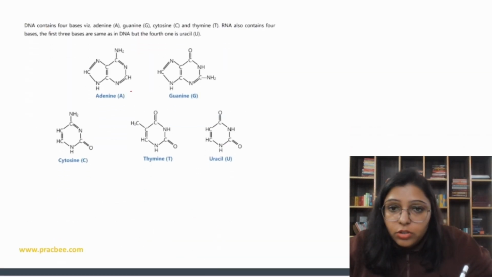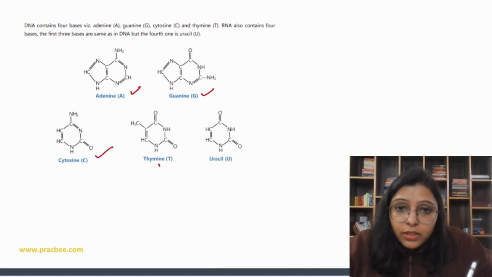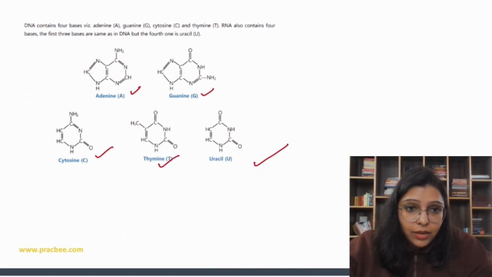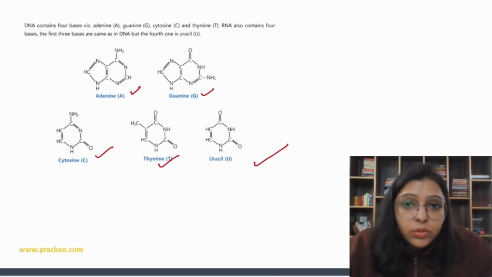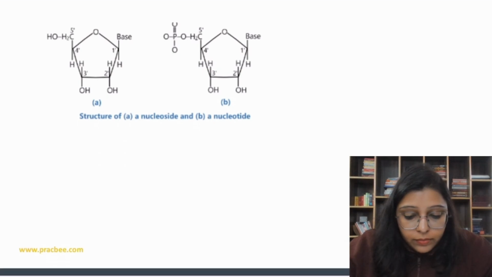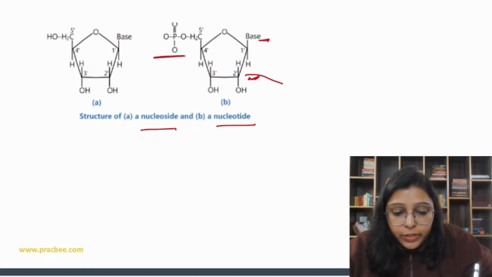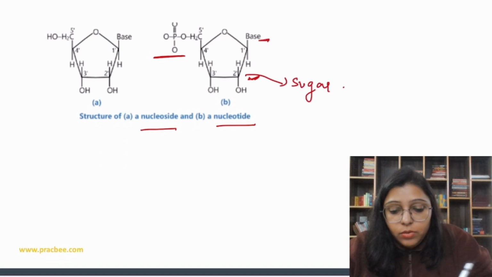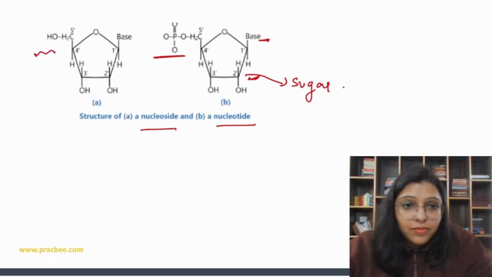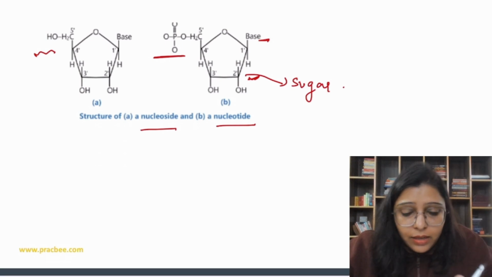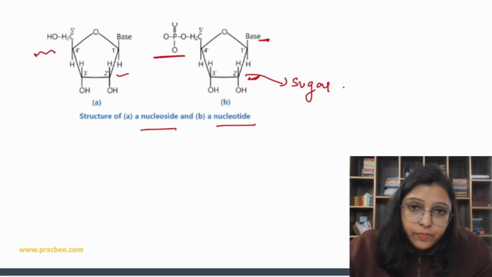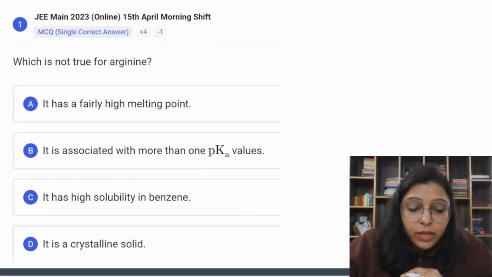Then you should know the structure of adenine, guanine, cytosine, thymine, uracil. You have to do it. If you don't know the structure, then you cannot do the question. So this is very important to learn these structures. Okay. Then structure of nucleoside and nucleotide. So in the nucleotide we have phosphate group, we have base, and this is the sugar moiety. Okay. And in nucleoside we do not have phosphate group, just we have base. Base means adenine, thymine, guanine, right? And the sugar moiety. This is the difference between nucleoside and nucleotide.